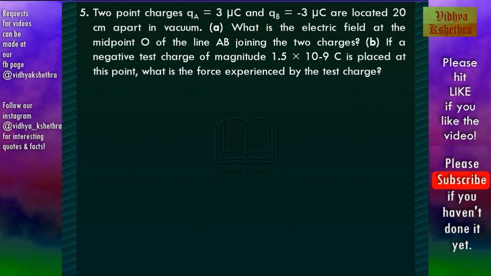Now, the fifth problem. In this case, there are 2 point charges QA and QB, which are 3 microcoulomb and negative 3 microcoulomb, placed 20 centimeter apart. It is required to find the electric field at the midpoint O. If a negative test charge of magnitude 1.5 times 10 raised to negative 9 coulomb is placed at this point, what is the force experienced by the test charge?